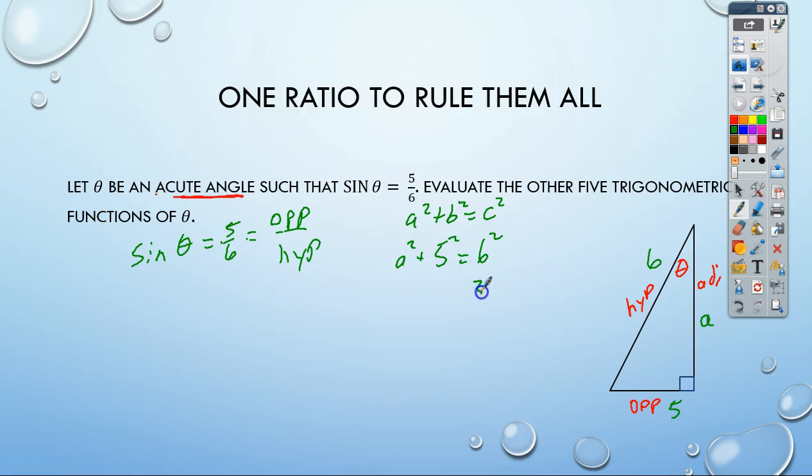So here I've got 36 is equal to 25 plus a squared. Subtract 25 from both sides. I get a squared is equal to 11. Take the square root. A is equal to square root 11. Alright, great. Now I have all my sides. Now that you have all your sides, you can go in and find your 6 trig functions.